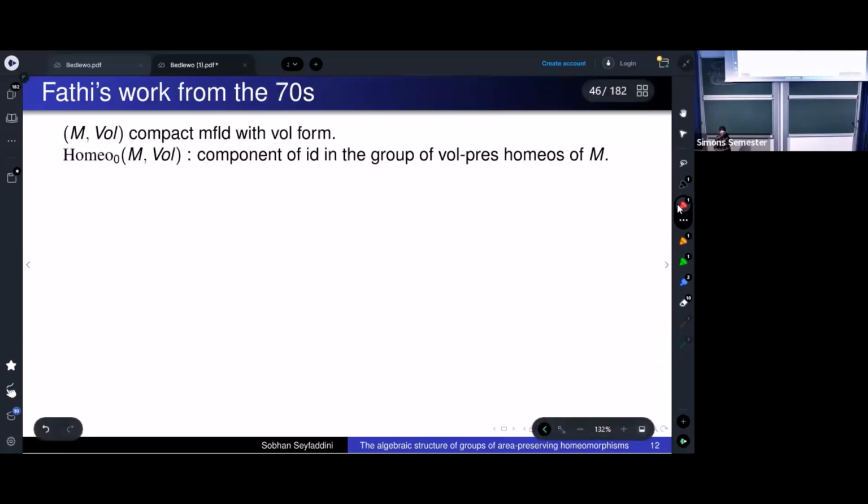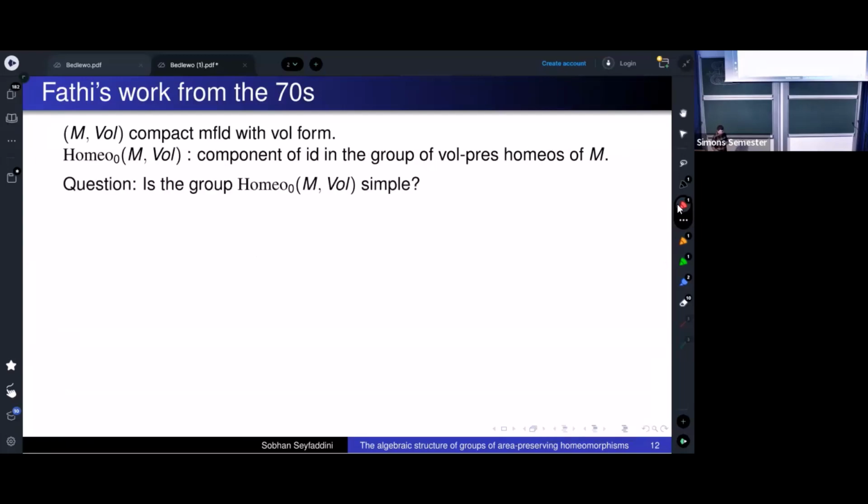Okay, so Fathi's work from the 70s. Let M be a compact manifold with or without boundary equipped with a volume. He was interested in the component of identity in the group of volume preserving homeomorphisms of the manifold, and he wanted to know if this is a simple group or not. The special case of surfaces is what we specialized to later. This is what he was interested in studying, and he succeeded in largely answering this question.